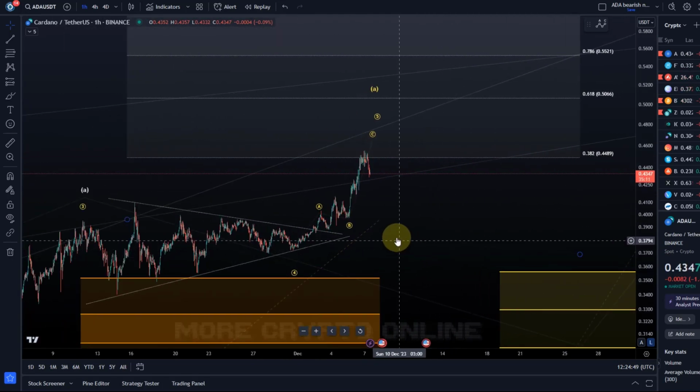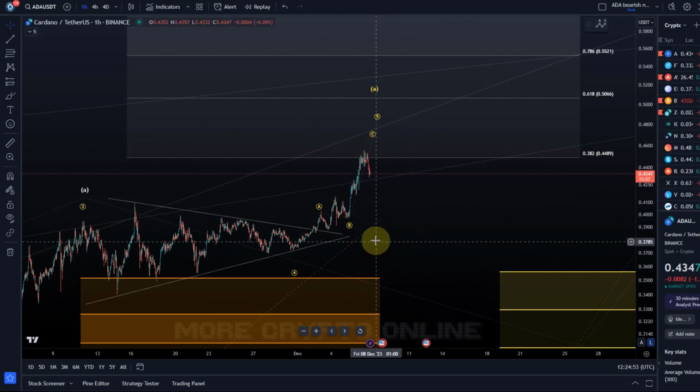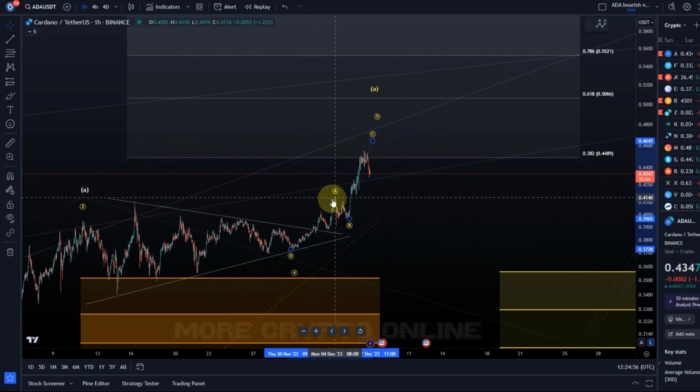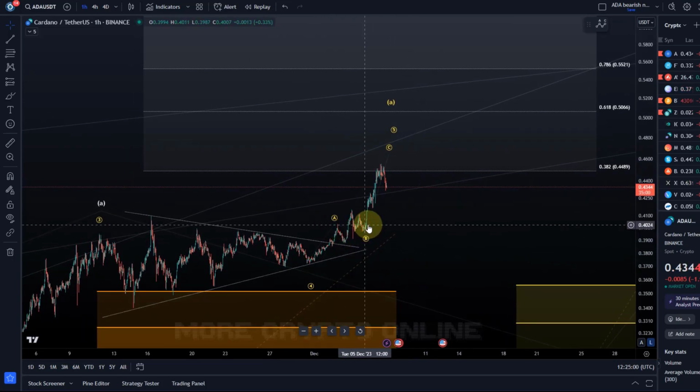I've only made one micro change here to this chart since the last update. I have moved the A wave from here to here. That doesn't affect anything really, because I see the wave B potentially here as a triangle, even though it's pretty ugly.